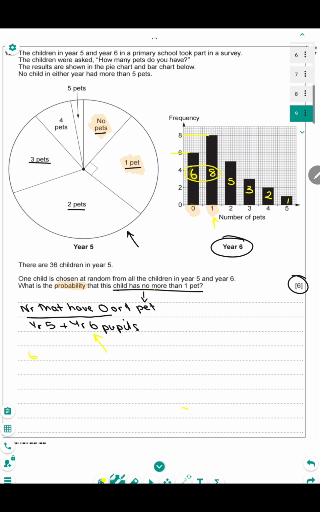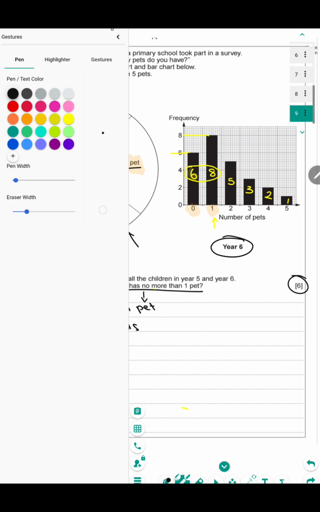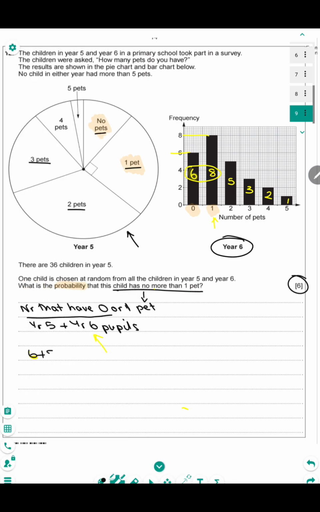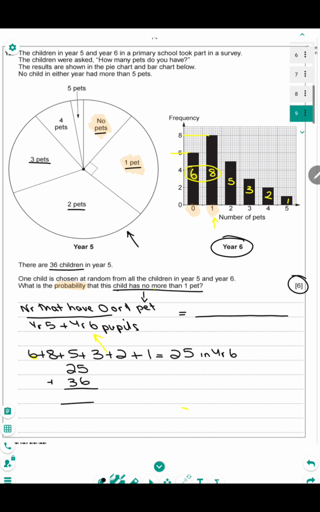So we've got 6. Let me get a different colour so you can actually see that on the screen. So we've got 6 plus 8 plus 5 plus 3 plus 2 plus 1. So it's 14, 15, 20, so that's 25. So it's 25 in year 6. We know that there are 36 pupils in year 5. So the total number of pupils we've got altogether is 25 plus 36, which is equal to 61. So we know our probability is going to be out of 61.